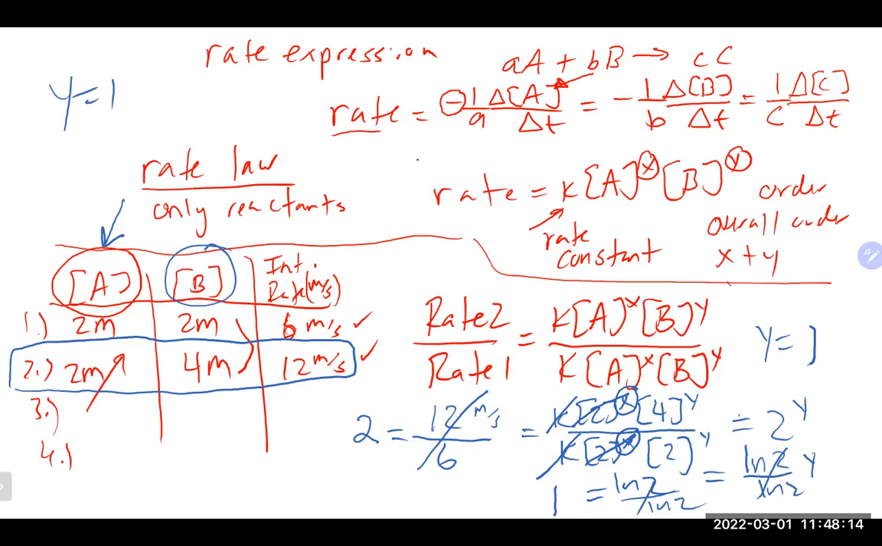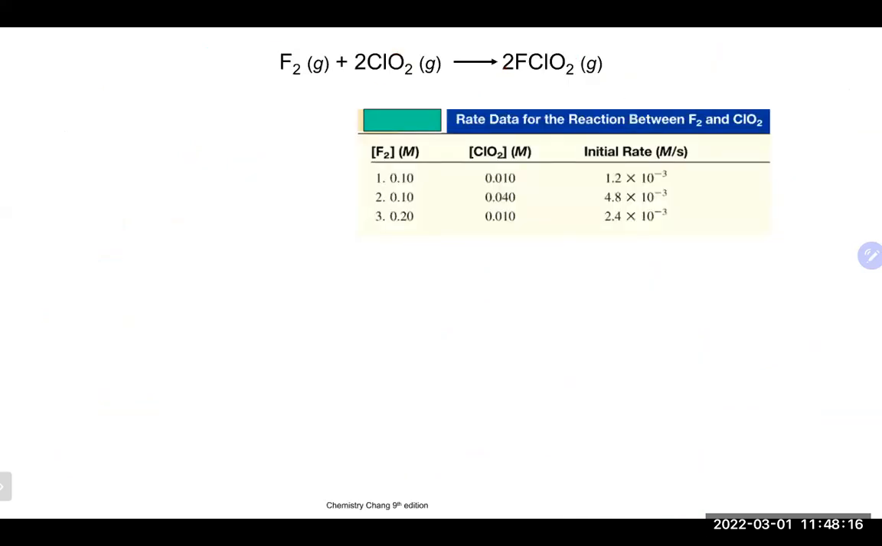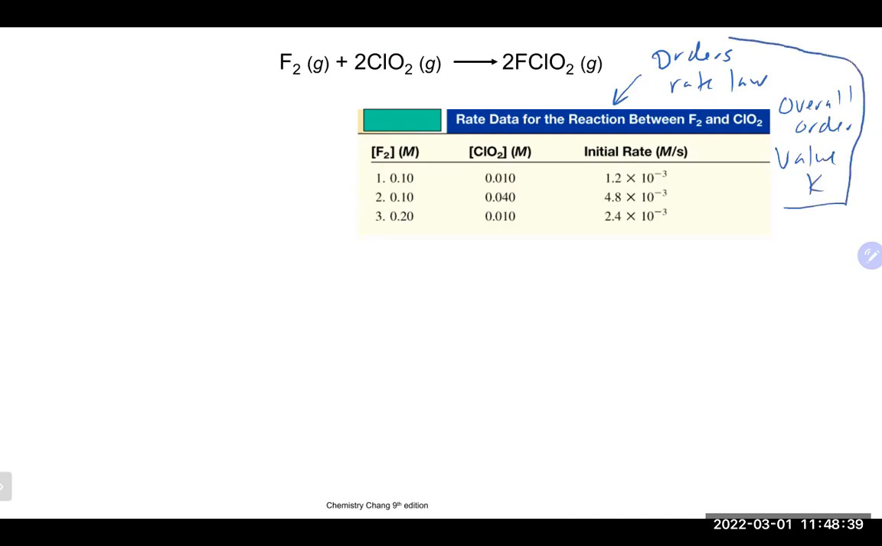All right, so let's take a look at one here and see what you end up with. So let's say we have this reaction. This is the data. So why don't you give it a try here? We want to calculate the orders. We want the rate law. We want the orders, the rate law, the overall order of the reaction. And we would like the value of the rate constant when it's all said and done.